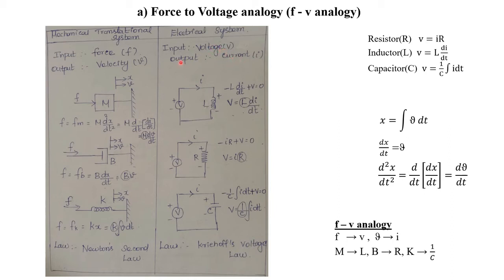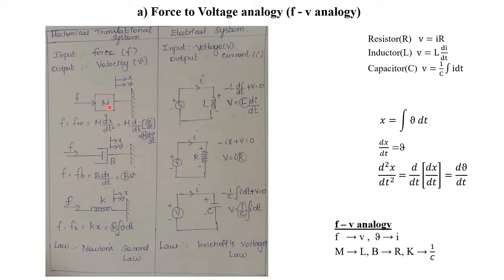The very important point here is to differentiate the voltage in the electrical system from the velocity in the mechanical translational system. We have to represent the velocity as curly V and the voltage as an ordinary V. Now we are going to transform each and every element of the mechanical translational system into the electrical system. First of all, we are going to consider the first element, that is mass.